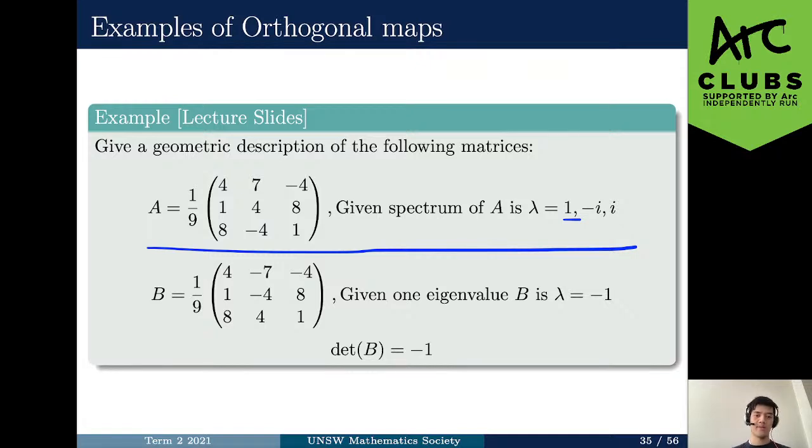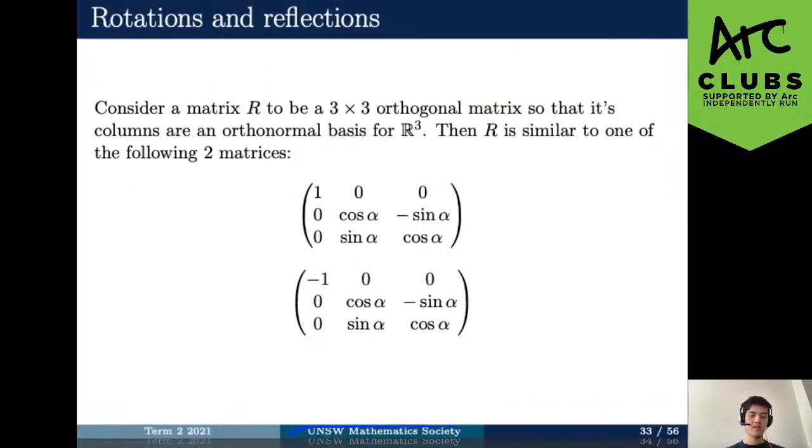Orthogonal means that if I take the dot product of any pair of columns, I should get 0, and the length of each column should also be 1. That'll make it orthogonal. Now, because we know 1 is an eigenvalue, we know that this is actually just a rotation matrix. So it's similar to the first one here.